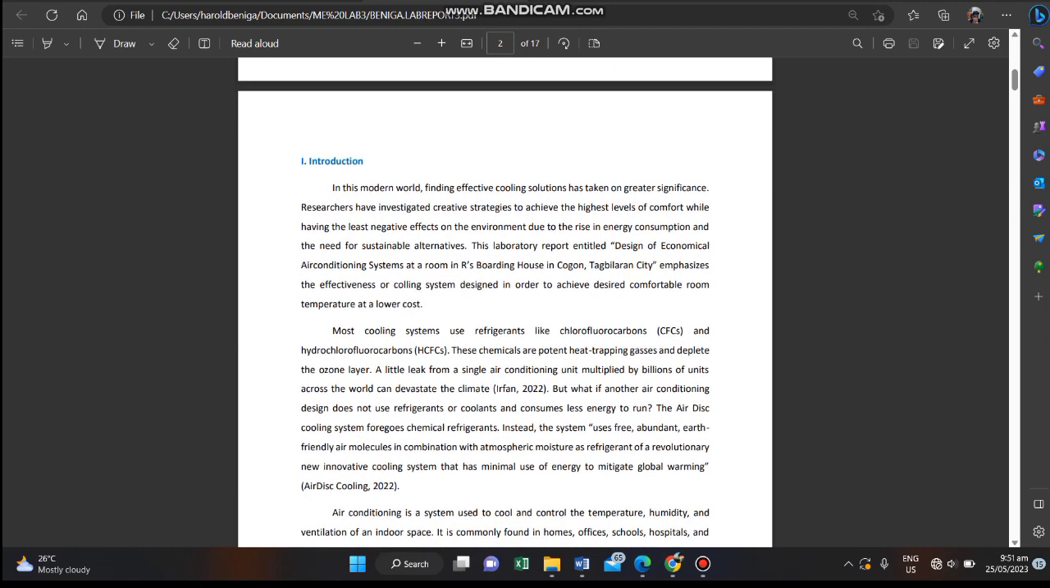Researchers have investigated creative strategies to achieve the highest levels of comfort while having the least negative effects on the environment due to the rise in energy consumption and the need for sustainable alternatives. This laboratory report, entitled Design of Economical Air Conditioning Systems at a Room in our boarding house in Cogon, Tagbilaran City, emphasizes the effectiveness of the cooling system designed in order to achieve the desired comfortable room temperature at a lower cost.